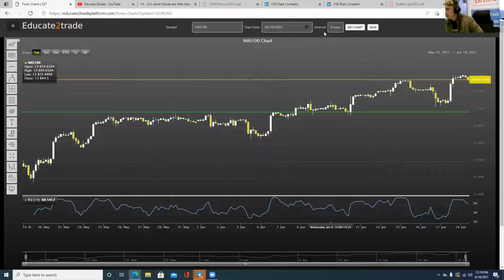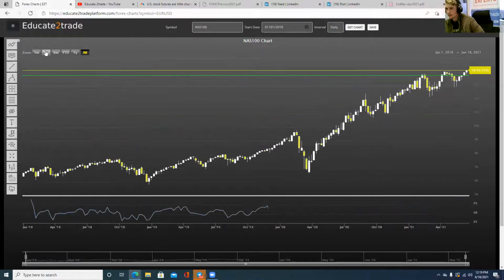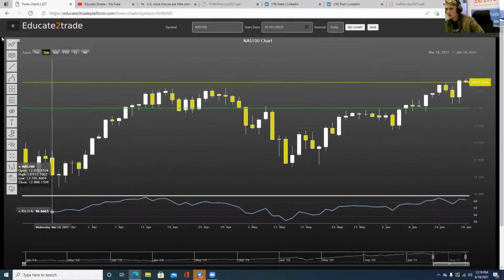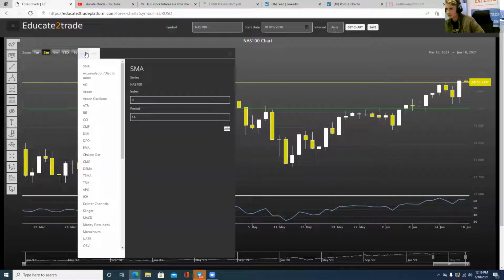And I'll show you the simple moving average. You go on a daily and I'll change to 3 month. Quickly get rid of these indicators.